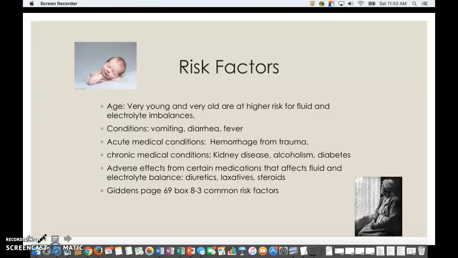For both elders and babies, when the thirst mechanism does kick in, they may be unable to get fluids for themselves. They're dependent on another person, so that can make them at higher risk. The other things mentioned here we talked about last semester: certain medications, overuse of laxatives and antacids, and if they're on steroids.